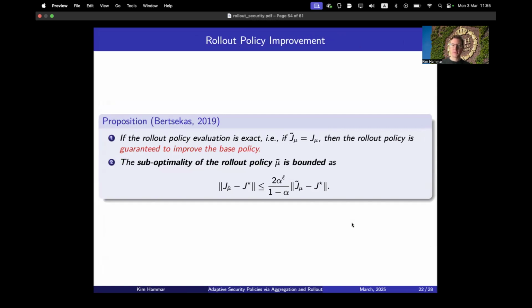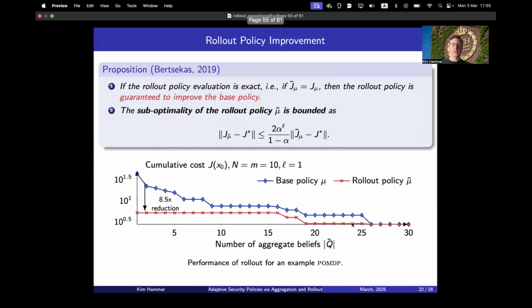And here is an experimental illustration of these bounds for a very small POMDP, just to give you the general idea. So this is the type of result you always get when you do rollout, where on the y-axis you have cost and on the x-axis you have different aggregations. So you see that the rollout policy will always give you an improvement compared to the base policy. And sometimes this improvement can be quite small, but in other cases it can be very dramatic.